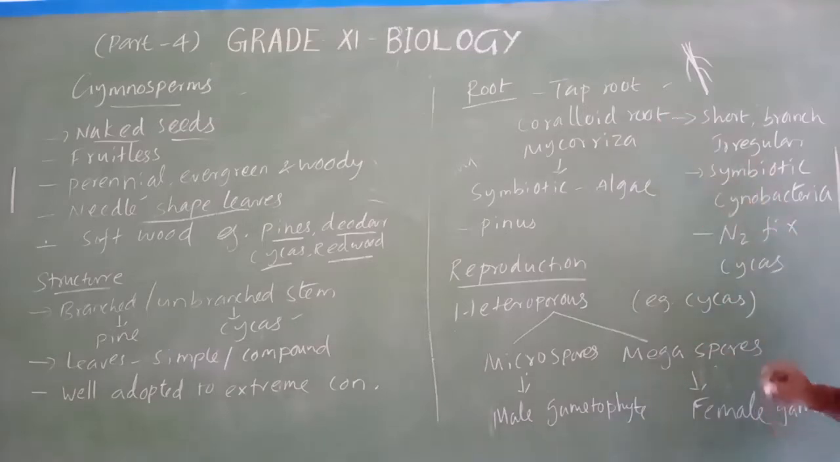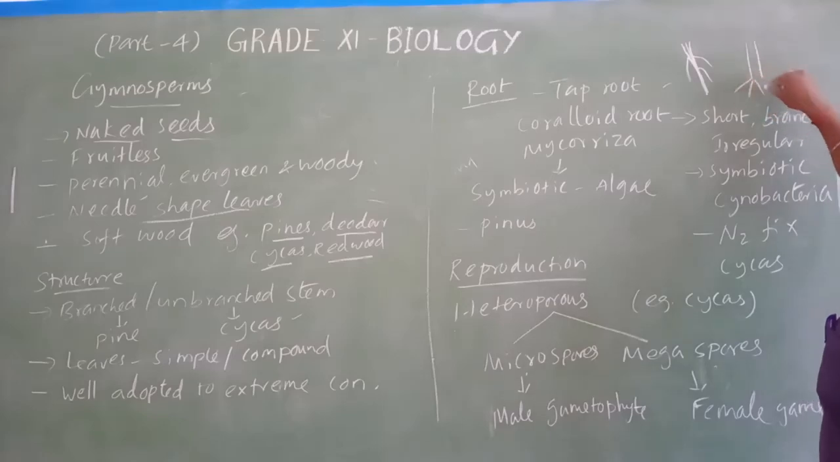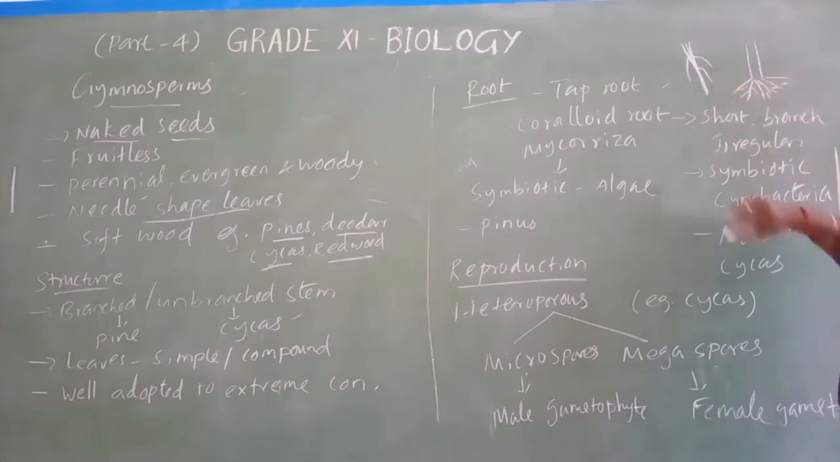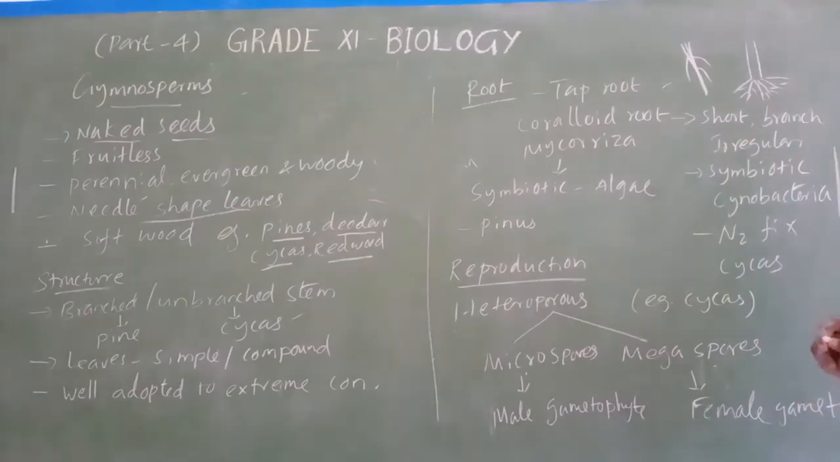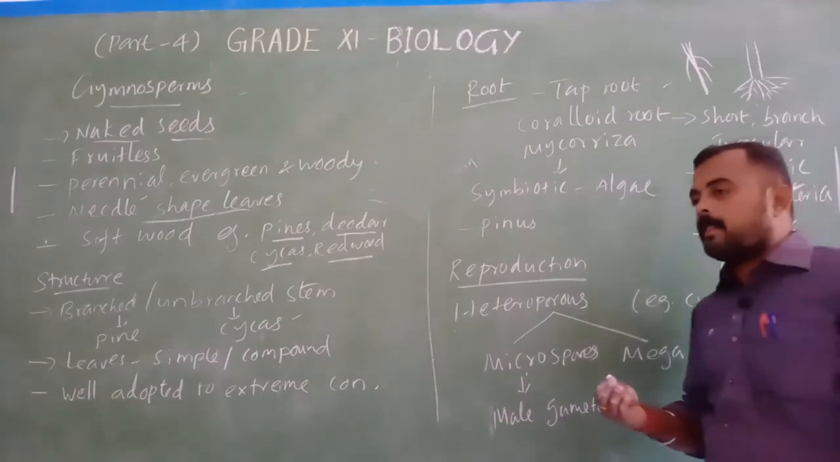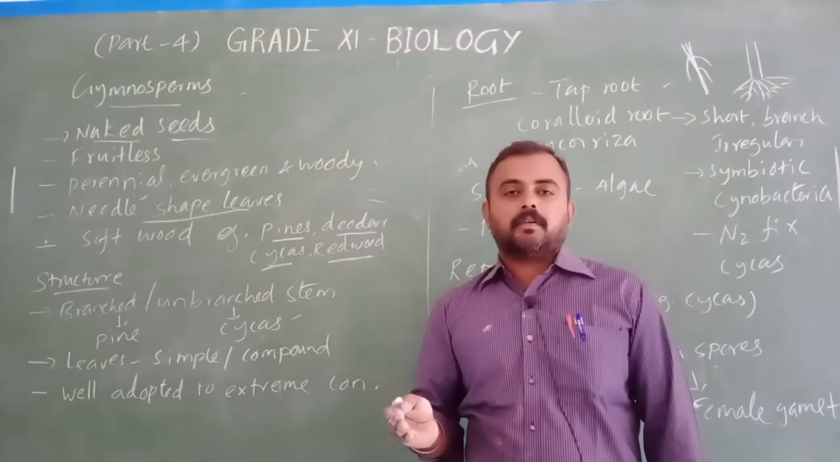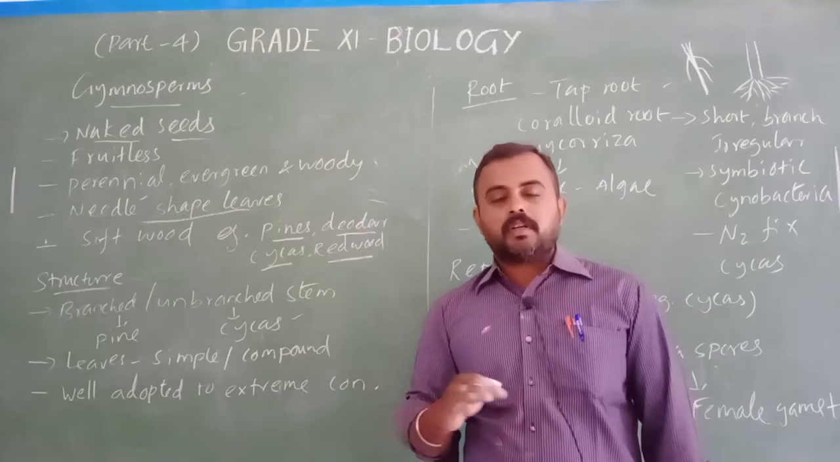Coralloid root is very short, branched, and irregular. If the stem is like this, then branches come from it like this. It is an irregular root. Which one? Coralloid root. It is symbiotic in nature. Already you know what symbiosis is. It is associated with one organism, and both of them have a mutual relationship.